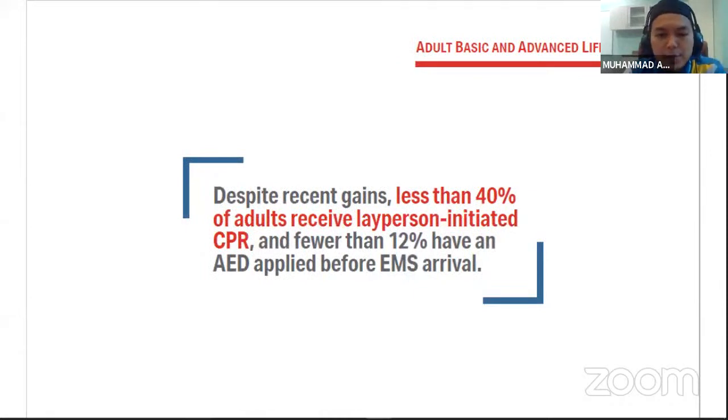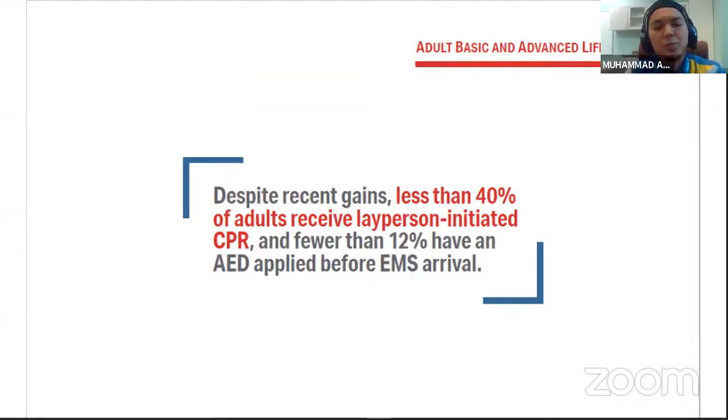Okay. In the US, despite their training, they are very well in creating the awareness of BLS. Only less than 40% of people who collapse in public receive CPR, and then only less than 12% have an AED applied. Because in the US, there is more awareness of AED, and there are more AEDs available.